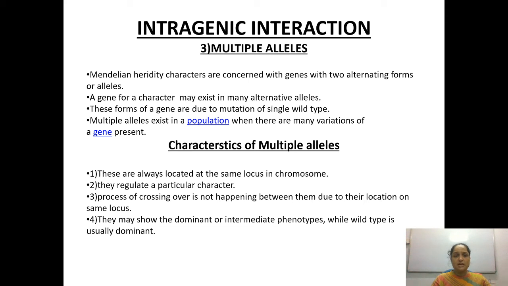Next in the picture is an intragenic interaction, that is multiple alleles. This is the third one, intragenic interaction, which I am showing you. So Mendelian heredity characters are concerned with genes with two alternating forms or alleles. As per Mendel, genes have two contrasting traits. That is the reason it is known as an allele.